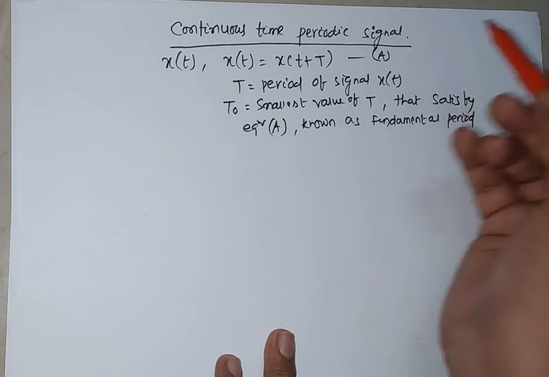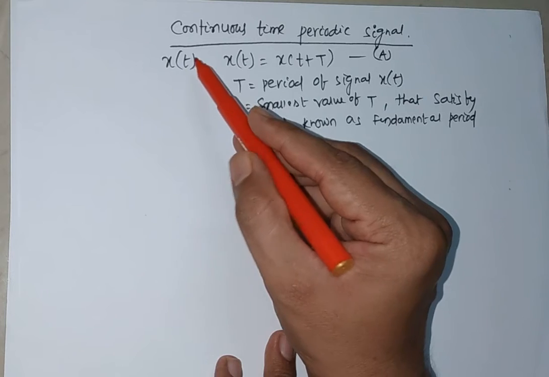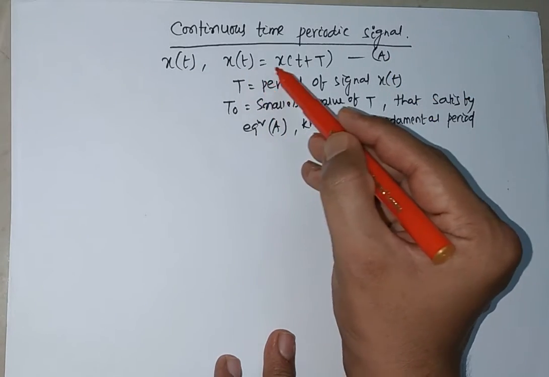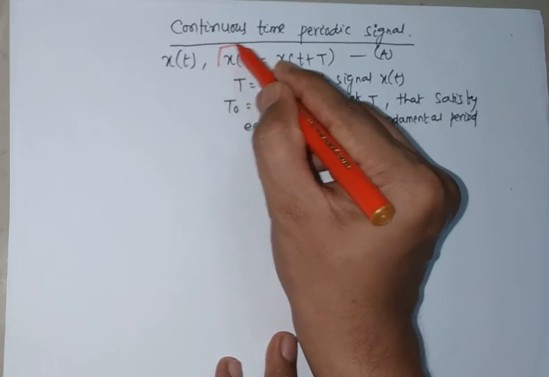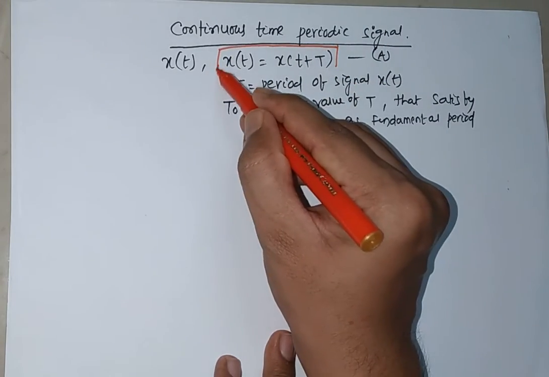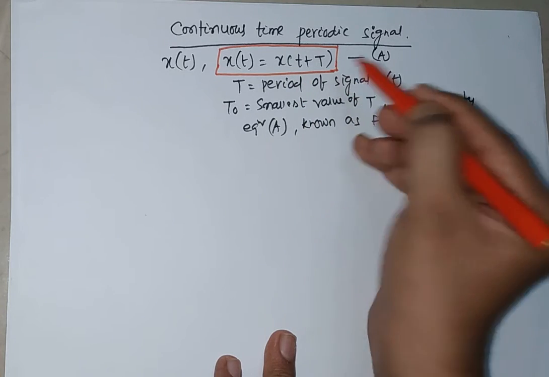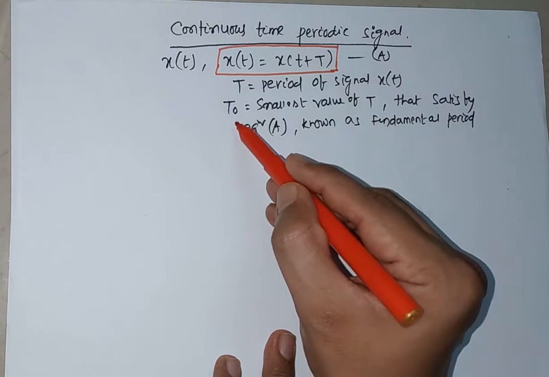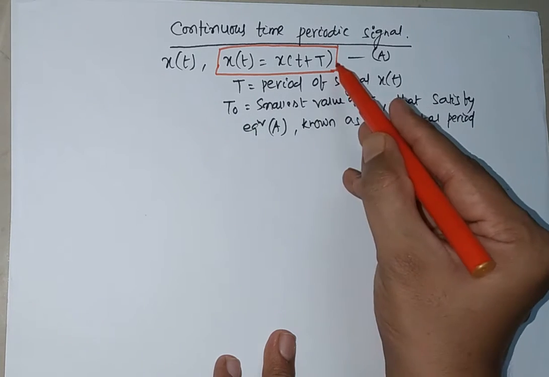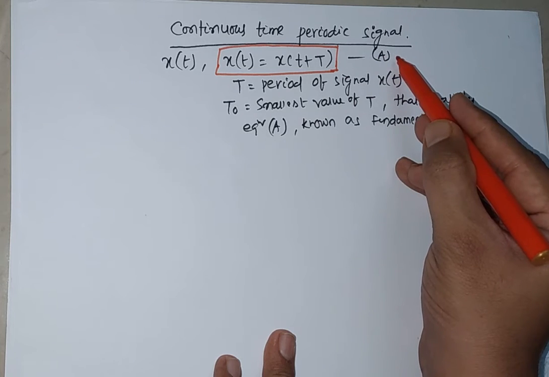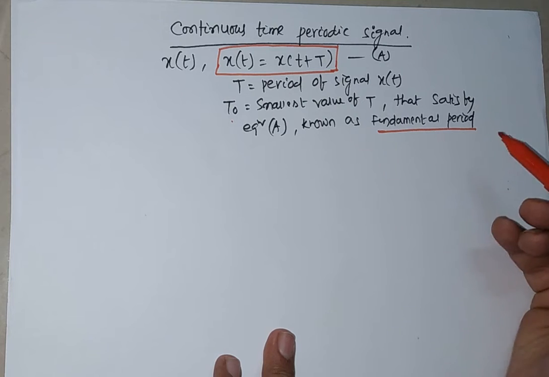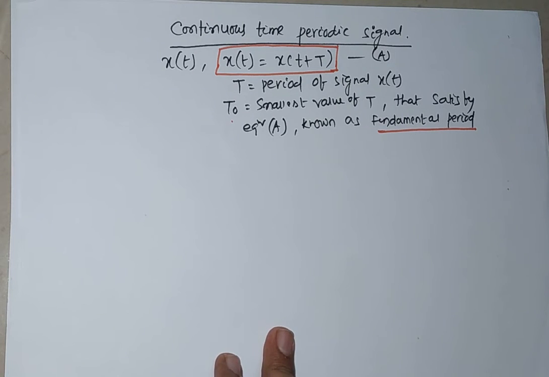Continuous time periodic signal, that is signal x of t. If x of t satisfies the equation x of t equals x of t plus capital T, then x of t is known as a periodic signal, where capital T is the period of signal x of t. Let t0 be the smallest value of capital T that satisfies equation A, then this t0 is known as the fundamental period.